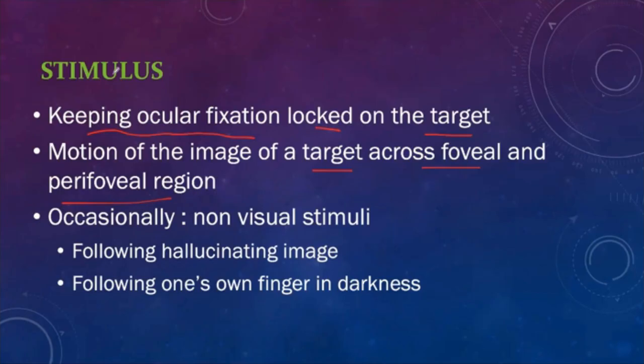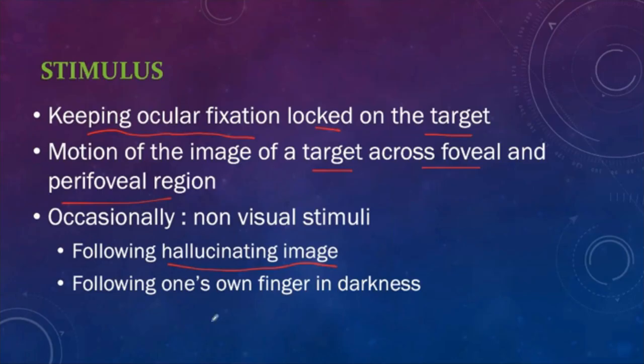Sometimes the pursuit movement doesn't need a visual stimulus in order to be active. For example, some patients who have visual hallucinations see non-existent targets, and these targets can be moving. If they are moving their eyes with this target, then they are performing pursuit eye movement, but actually there is no target that they can see.